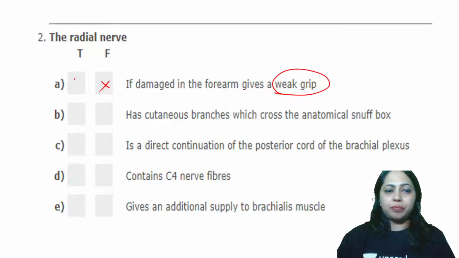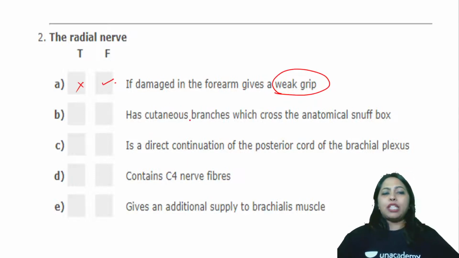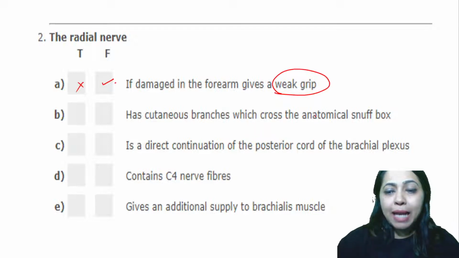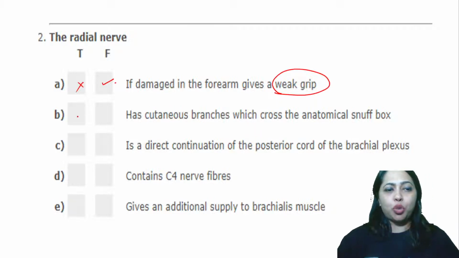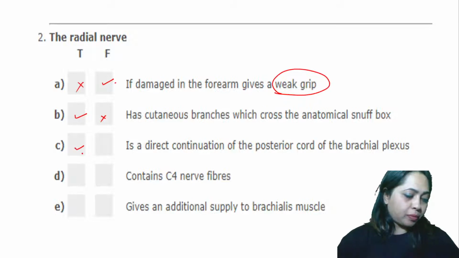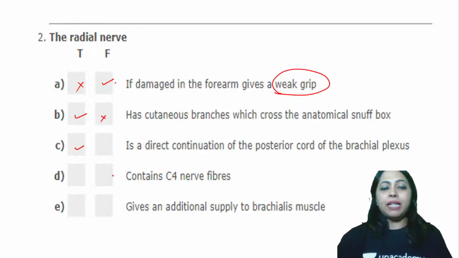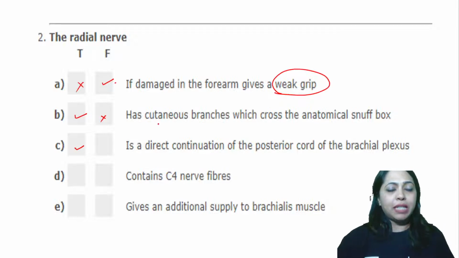Okay, this is not true. It is false. It has cutaneous branches which cross the anatomical snuffbox. That is true. Next, it is a direct continuation of the posterior cord of the brachial plexus. That is also true. What about the next one? Anybody? It contains C4 nerve fibers. Does it contain C4? That is not true.